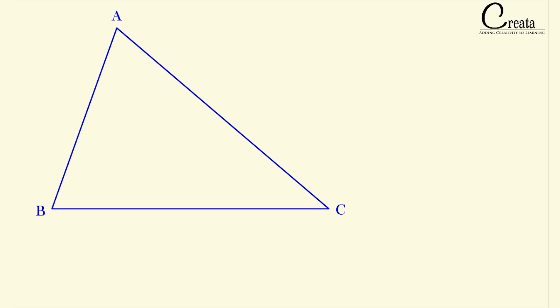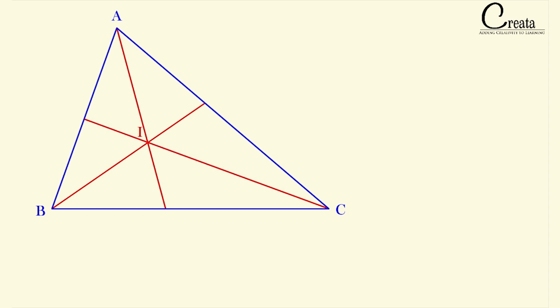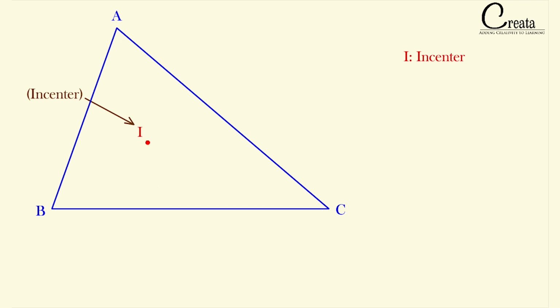Firstly, we will go with incenter. For that, let's draw the three angle bisectors. The intersection point of these three angle bisectors is the incenter. That is, this point I is the incenter for this triangle ABC. For the time being, we are deleting the angle bisectors to avoid any clumsiness. Here we are just concerned with the point I.